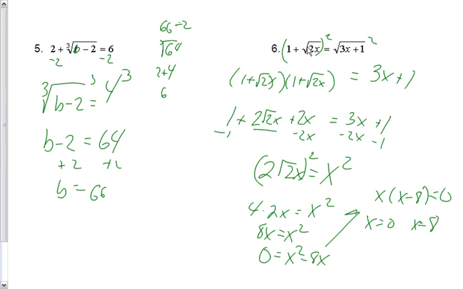Check both of them. Plug 0 in. 0 times 2 is 0. Square root of 0 is 0. 0 plus 1 is 1. Square root of 1 is 1. 1 equals 1. Try 8. 8 times 2 is 16. 16 square root is 4. 4 plus 1 is 5. 8 times 3 is 24. Plus 1 is 25. The square root of 25 is 5.